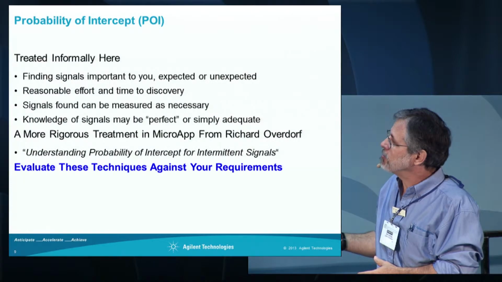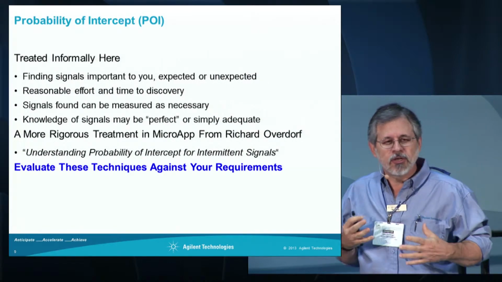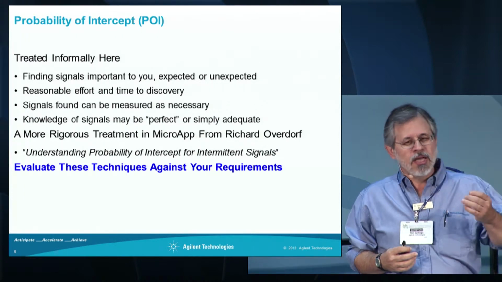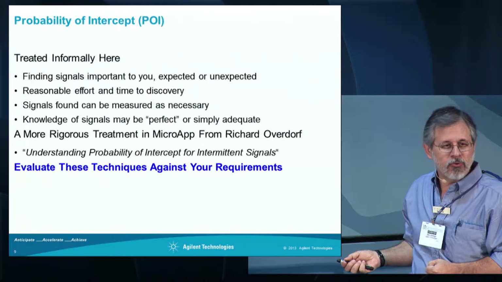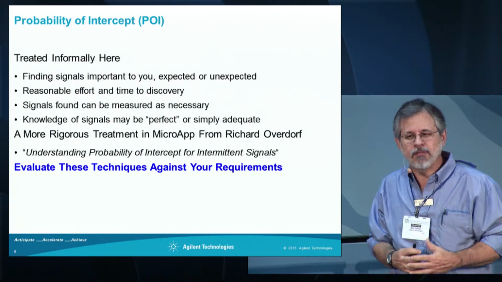So I'm going to make a note here about what I'm not going to go to in detail, but we'll talk about a little bit more tomorrow afternoon in a different paper, and that's probability of intercept. I'm going to take, for this presentation, the informal approach of probability of intercept is the probability that you can see what you need to see in a reasonable amount of time with a reasonable confidence. That's kind of a qualitative thing rather than a quantitative thing, and the real-time analyzers give you much higher probability of intercept, but that's not the only way to get that. So as I say, tomorrow there's a micro app where I'll go through this with Ricky Overdorf's paper. I'll be presenting that in a little more detail.